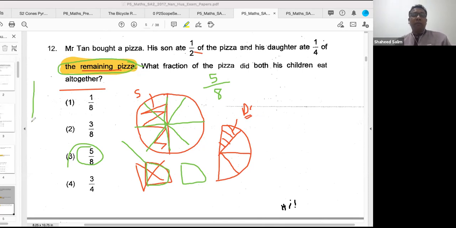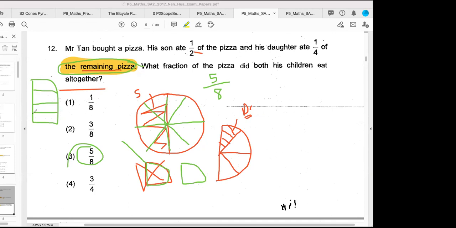So then, if I have it like that, you may ask, 1/4 how? You must divide into 4 parts. Let's say now you have it like that. What is 1/4? You divide into 4 parts. One part of it.